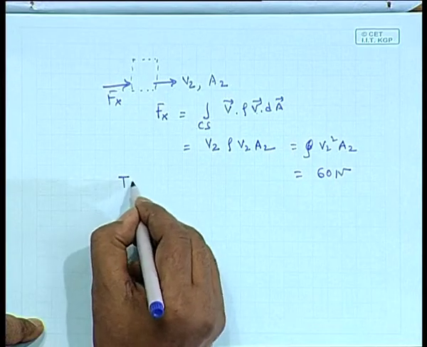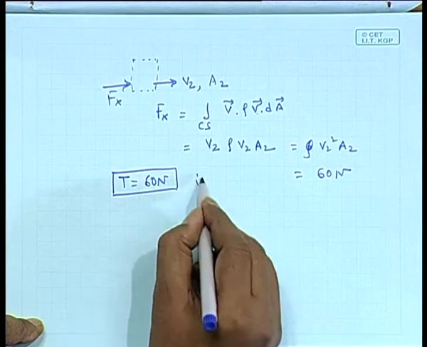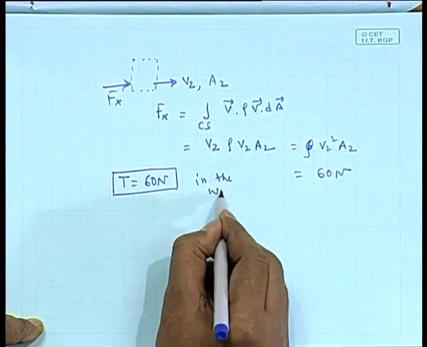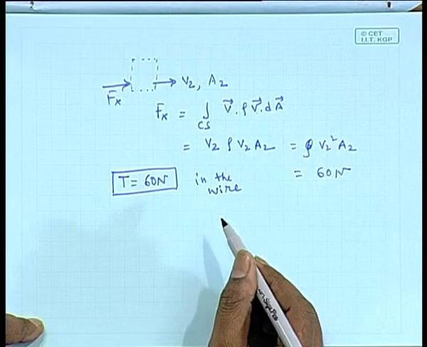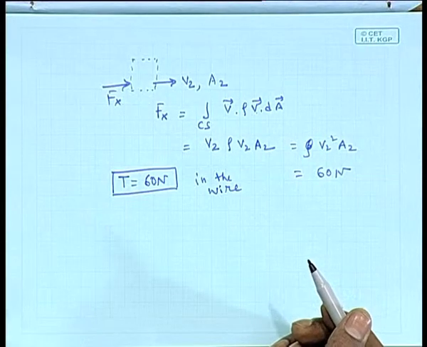So, the tension should be 60 Newton in the wire in the opposite direction, so that the cart will be stationary. Okay.